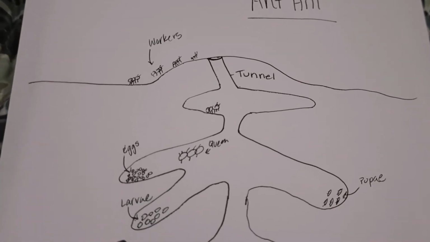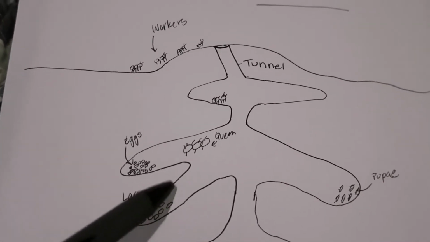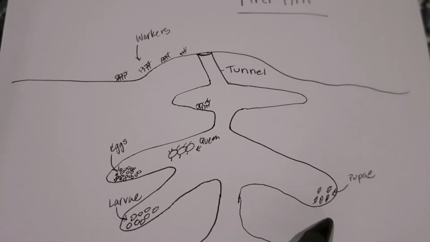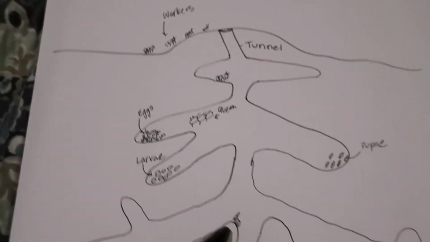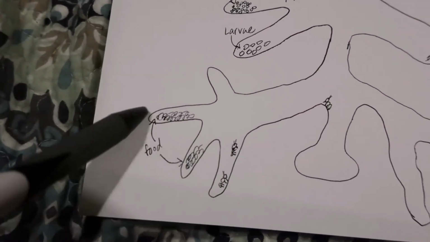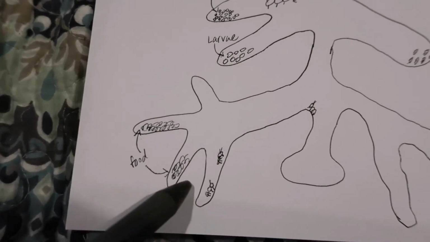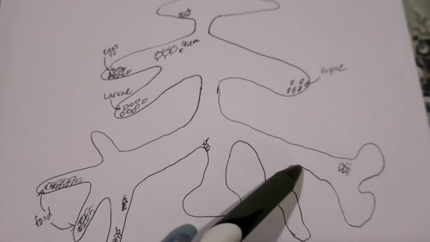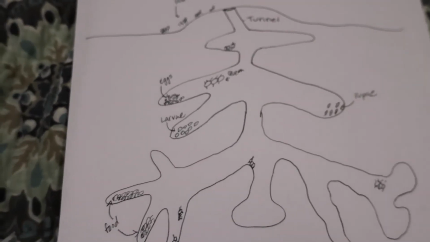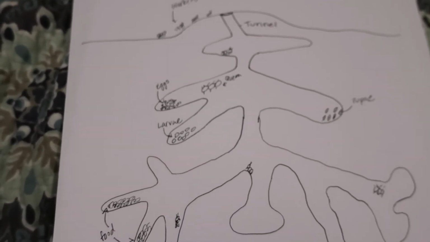I did put in a different pocket the larvae, so the second stage of their development, and then pupas over here. And farther down my colony, I do have some food down here. There's some more worker ants throughout, and it could look very different than this, but I do have all of the major parts of what their society would have.